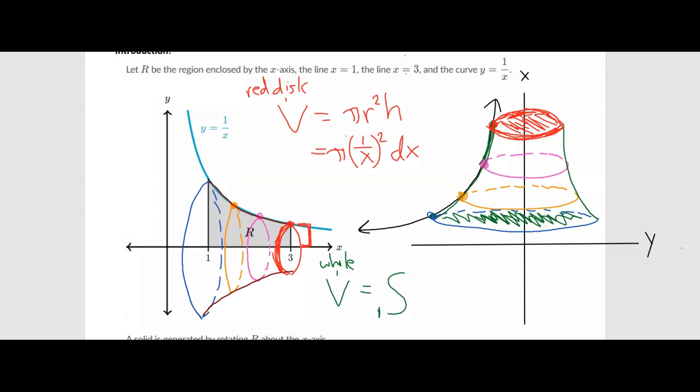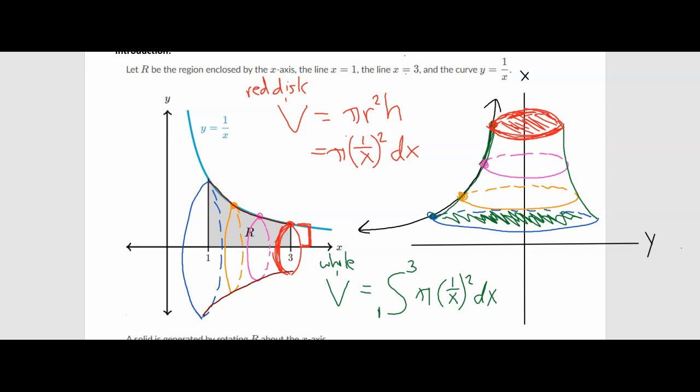So the integral on the interval 1 to 3 of the volume of the disks. So pi times 1 over x squared dx. And we could go ahead and evaluate that by hand, actually, which we will do. But again, the idea is, where does this integral come from? How did we set this up?